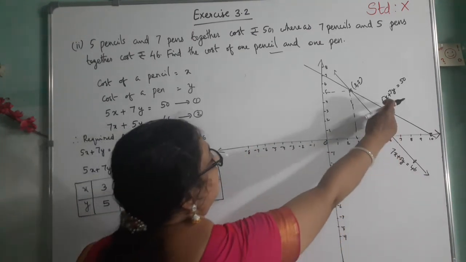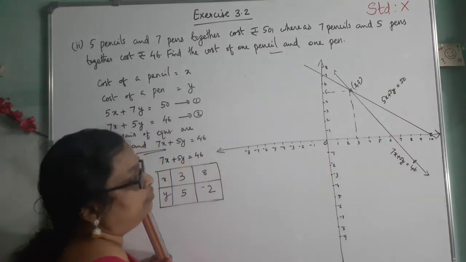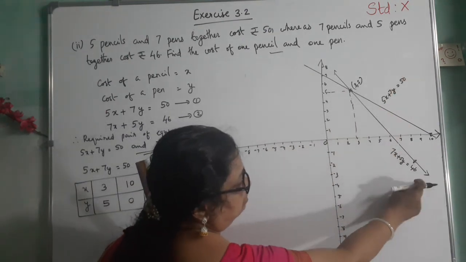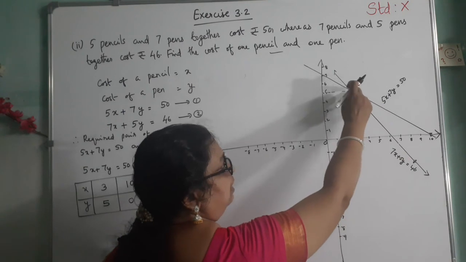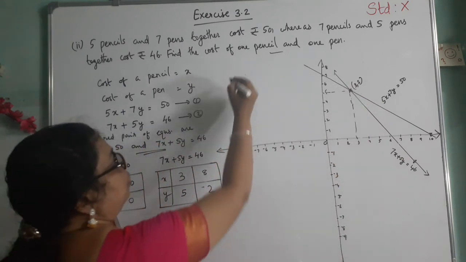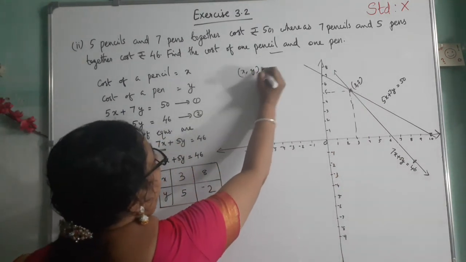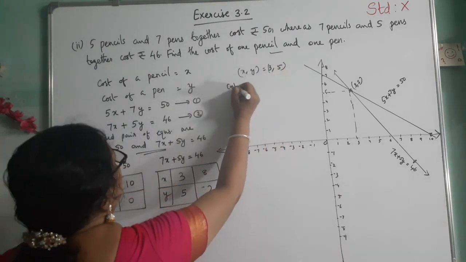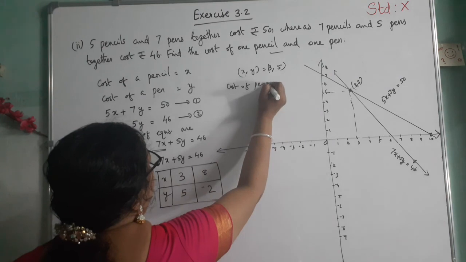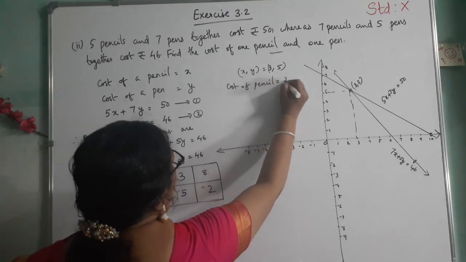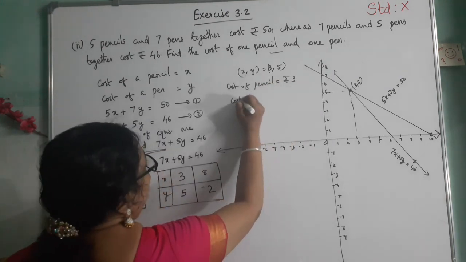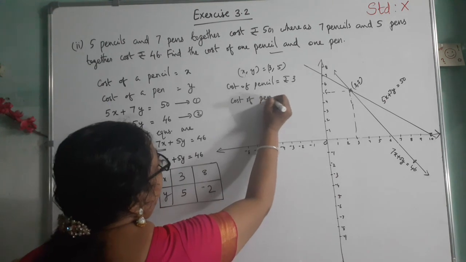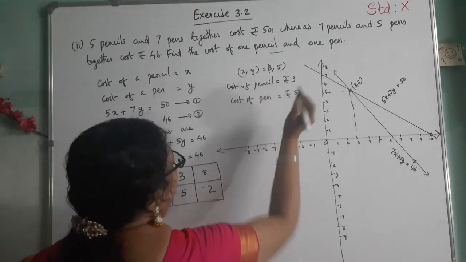The first line is this one, 5x plus 7y is equal to 50, and the second line is this, 7x plus 5y is equal to 46. They meet at the point (3, 5). So the x coordinate and y coordinate are 3, 5. So x, the cost of a pencil, is rupees 3, and the cost of a pen is rupees 5.